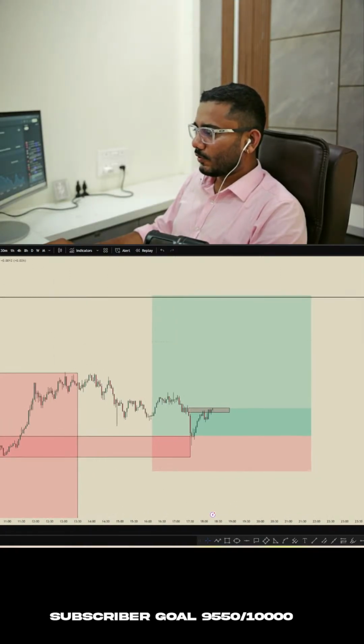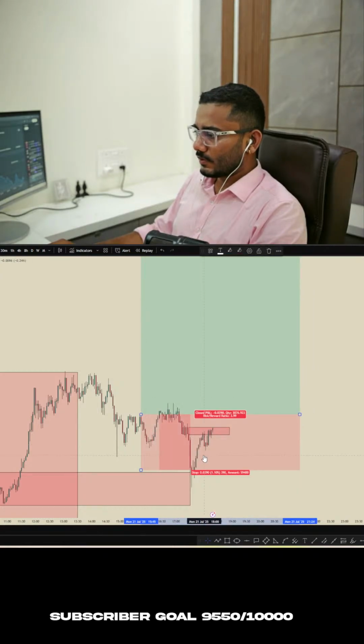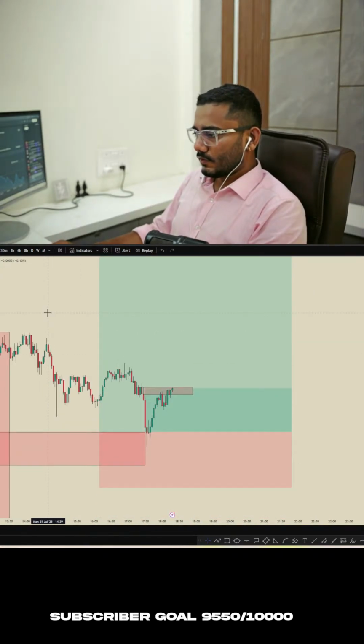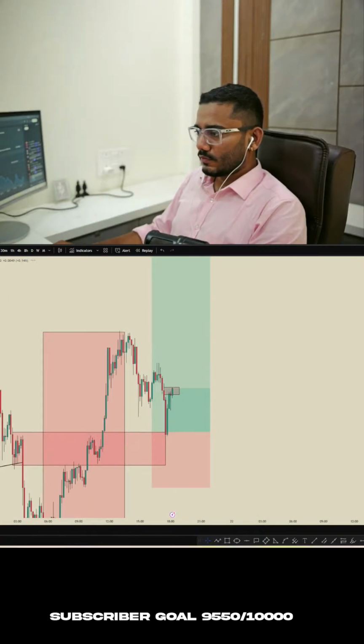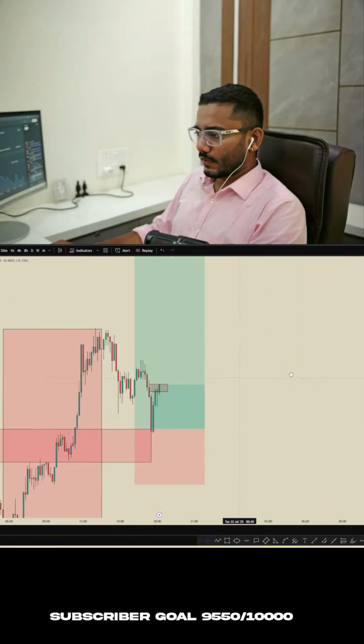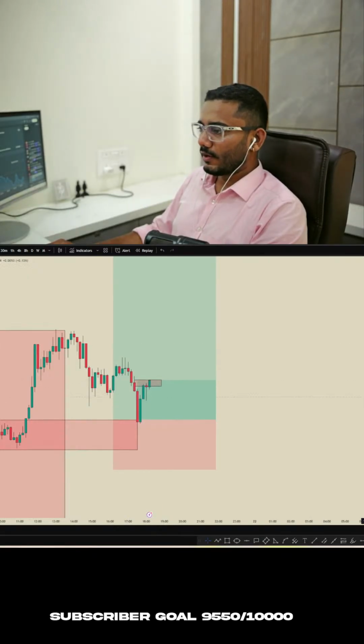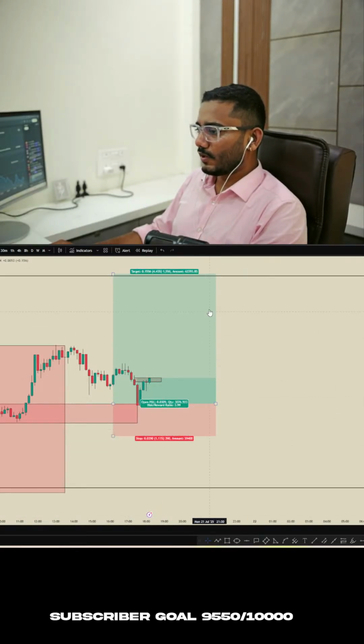Price is now continuing to the upside, and finally price has broken this area. And we can also see that on 5 minute, this previous candle swept out this candle, and we can confirm that this is a good sign that it will continue in this direction.